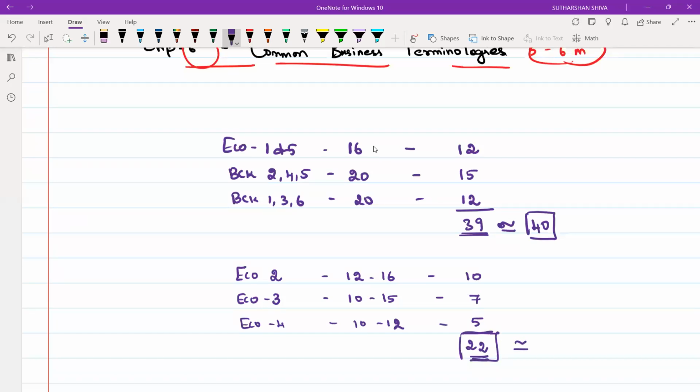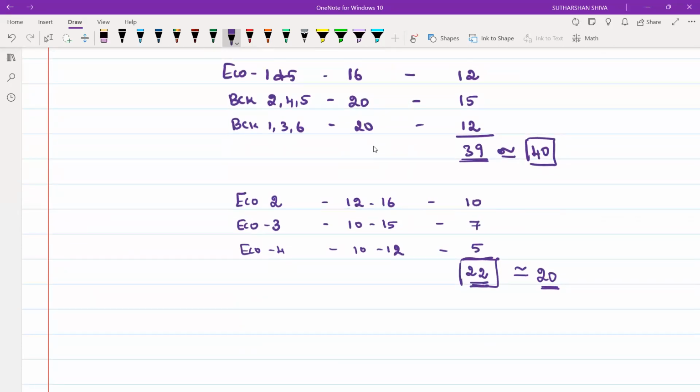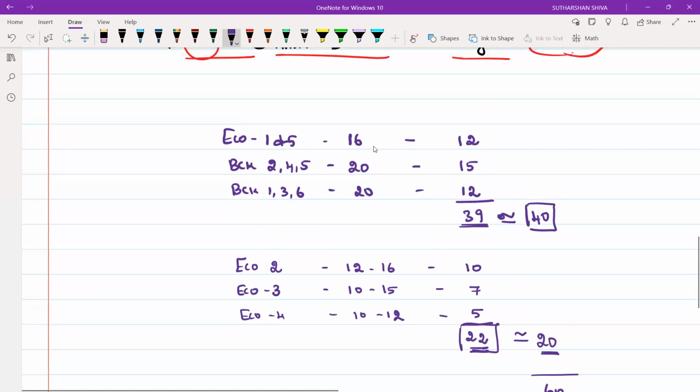I will again approximate to 20 marks. So 40 plus 20, 60 is easily possible by studying these concepts. So make sure you follow these steps and clear your examination.